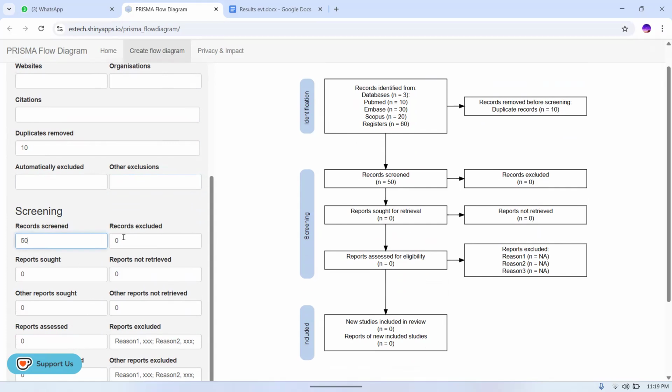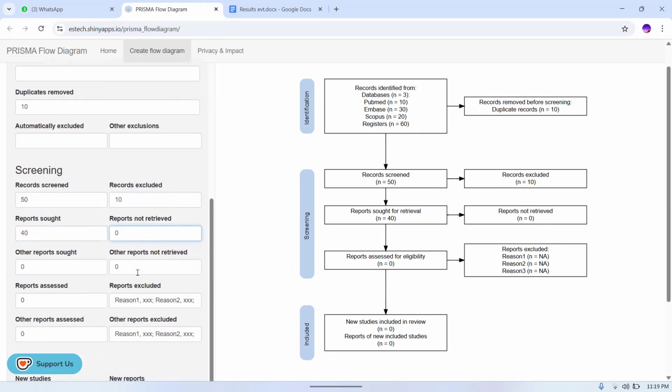Okay, records excluded. I just write how many records I excluded in primary screening. See, this thing was for identification, this thing is for screening now. This is how many articles we screened and how many articles we excluded in our primary screening. So let's say I excluded, out of 50, let's say I excluded 10 articles. So reports sought means how many reports I sought after primary screening. So if I screened 50 articles and 10 were excluded, it means 40 were sought.